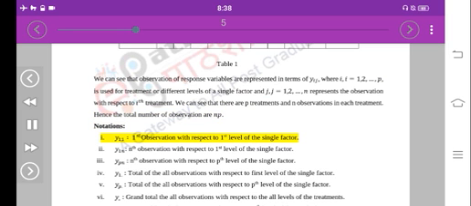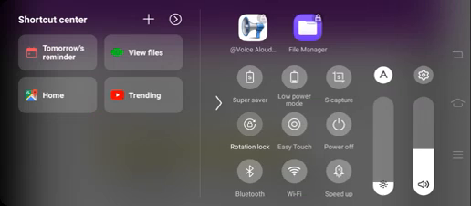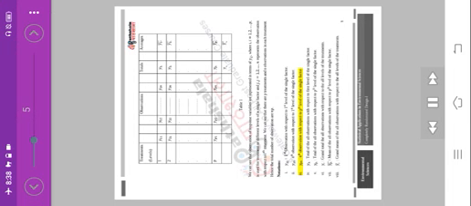Notations. i. Y11, the first observation with respect to the first level of the single factor. ii. Y1n, the nth observation with respect to the first level of the single factor. iii. Ypn, the nth observation with respect to the pth level of the single factor. iv. Y1., the total of all observations with respect to the first level of the single factor.